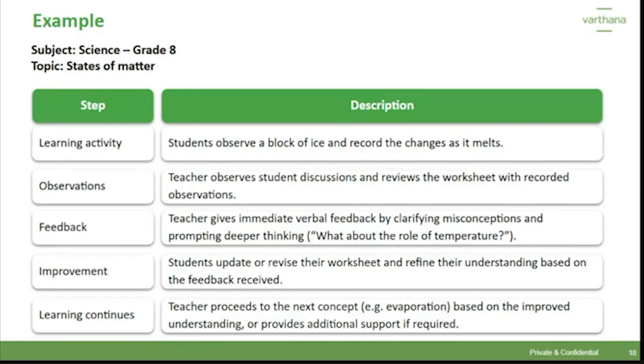I hope that these examples help you understand what we want to make in the formative assessment strategy process. So these 5 points: first, identify the learning activity, then observation, then feedback, improvement, and at the last, learning that continues with the process. The next slide is here.